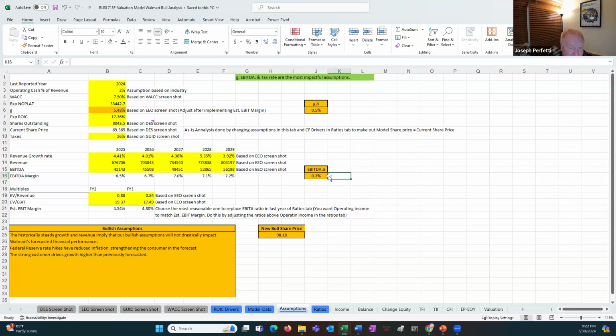You didn't really say anything about changing competitive advantage or what's going on in their position in the marketplace when you talked about the growth in EBITDA. Would that have any influence in the increase in EBITDA in the bull scenario?